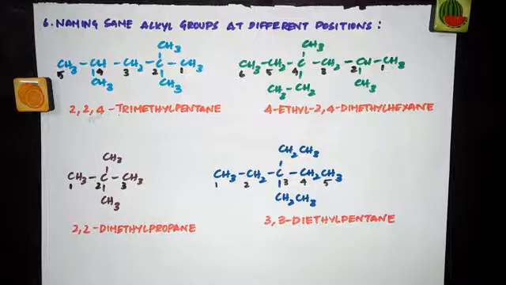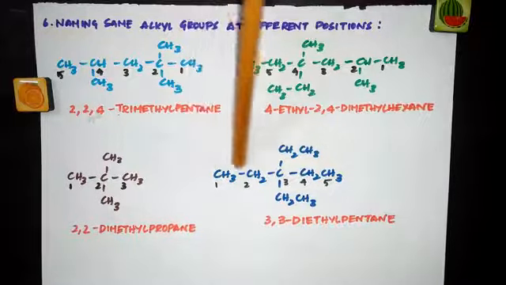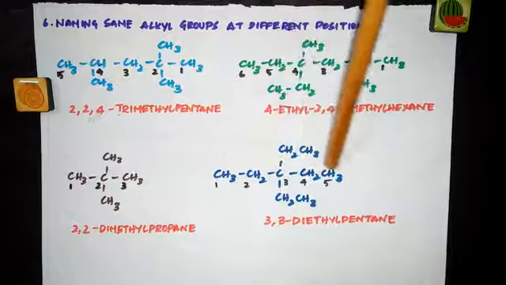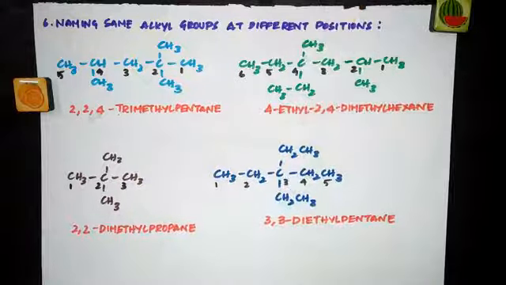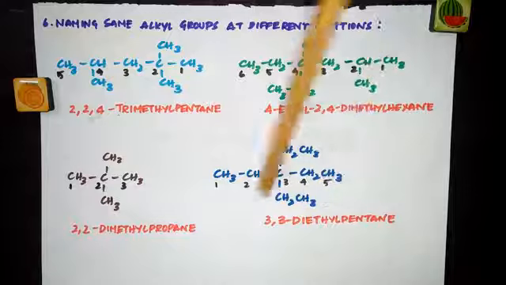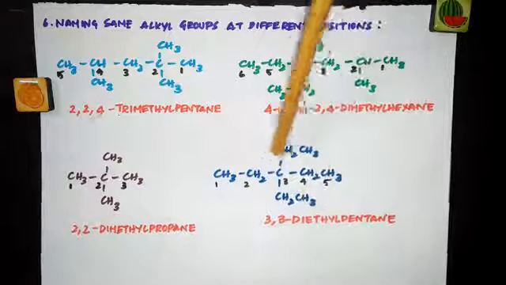Let's see one more example. Now look here, you have CH3, CH2, C, CH2, CH3, and here you have CH2, CH3, again here CH2, CH3. So what is the first rule? Choose the longest continuous chain as the parent chain. So you can number anyway. See, 1, 2, 3, 4, 5.